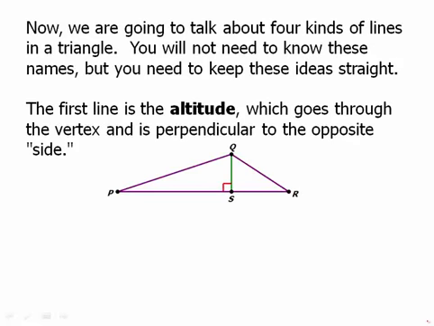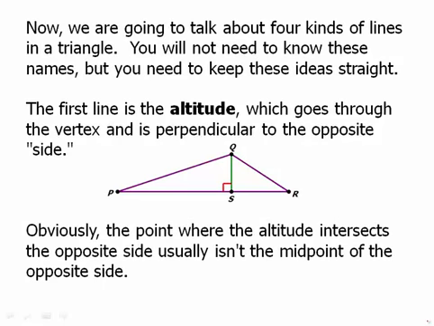So the first line is the altitude. We just talked about this. This goes to the vertex and is perpendicular to the opposite side. Technically, it's perpendicular to the line that contains the opposite side if the triangle is obtuse. But that definitely goes to the vertex, definitely makes a right angle. Obviously, the point where the altitude intersects the opposite side usually isn't the midpoint of the opposite side. As we see here, S is not even close to being the midpoint of PR.